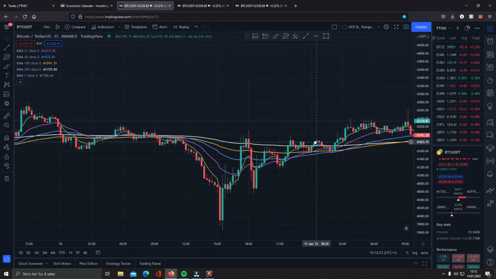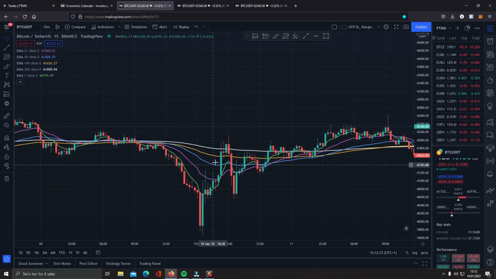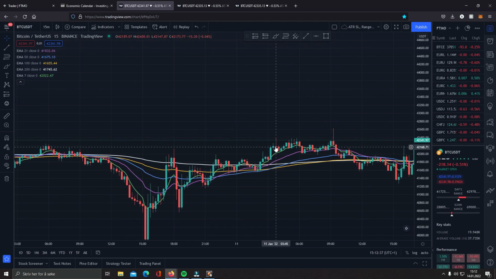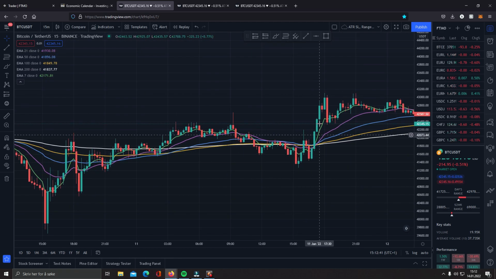I like to use the 21 very much because it's really good for bouncing, because here you can see the price bounces and bounces and bounces on the 21, and then it breaks and then it continues down. I just really like the 21. Okay, on to the next point.